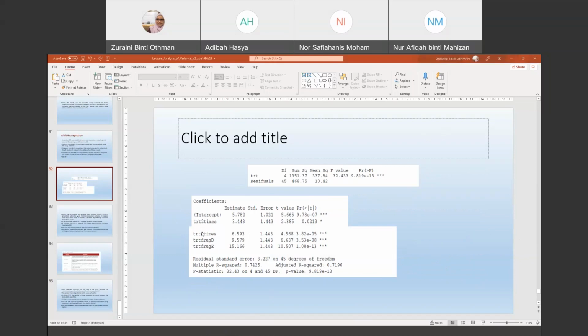Similarly, TRT 4 time is the contrast between 1 time and 4 time. So each level is taken from the 1 time level, and it finds the contrast between 1 time and 2 time. This is the contrast between 1 time and 4 time. And this is the contrast between 1 time and drug D, and so on until drug E.